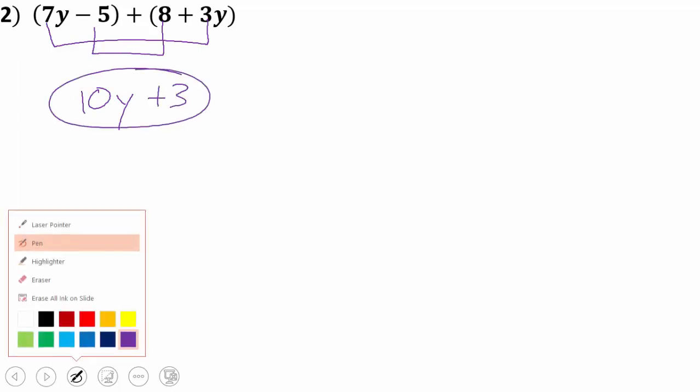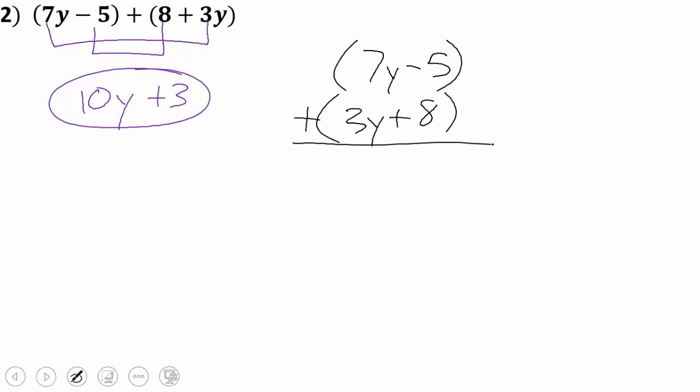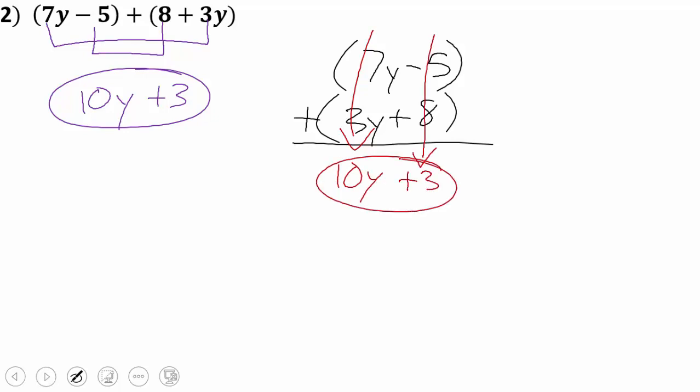If I want to do it vertically, I would say 7y minus 5 plus, now here's the difference. They put 8 plus 3y. But we learned about a property that says it doesn't matter what order we add them, as long as we keep the signs appropriate. I can put my 3y under here and my positive 8 there, and now I'm good to go, and I can add straight down. And I can say 7 and 3 is 10y, and I can say negative 5 and 8 is plus 3, and I get the same answer.